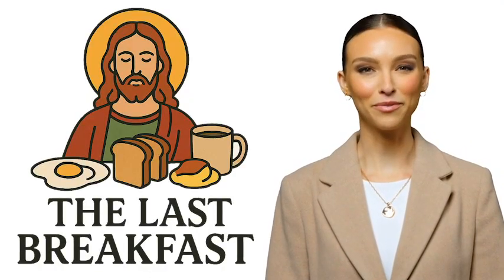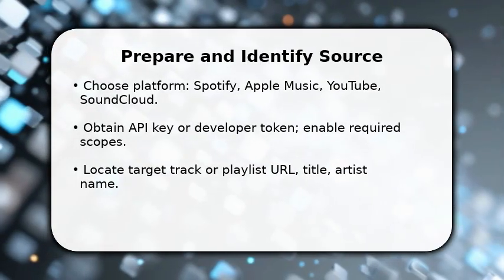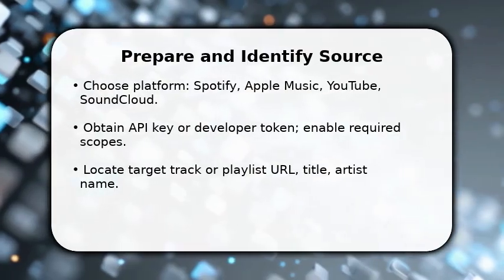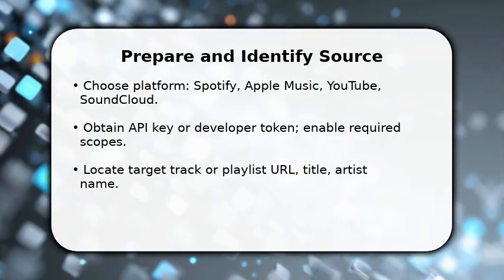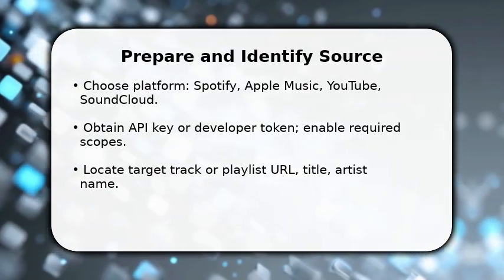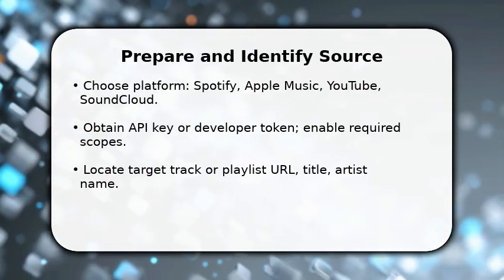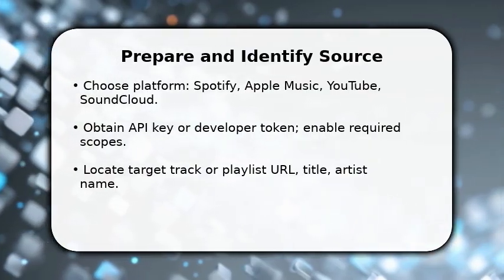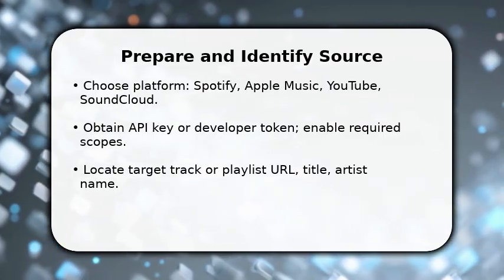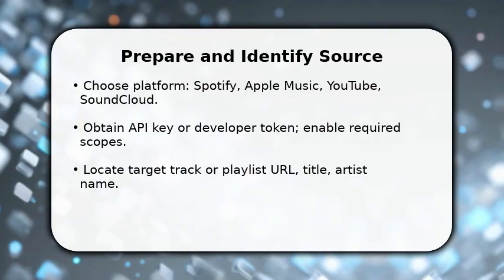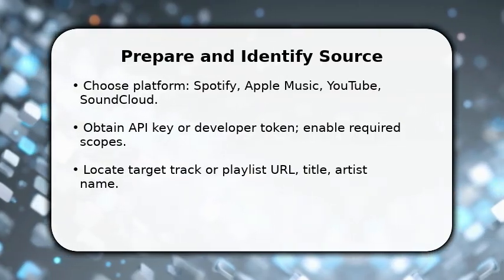You start by choosing the platform that holds the music you need and obtaining API access. This gives you structured ID. Once done, use the track URL, title, and artist to narrow results so queries return precise matches. Make sure to record the exact metadata fields you'll compare: title, artist, album, duration, because small differences matter.